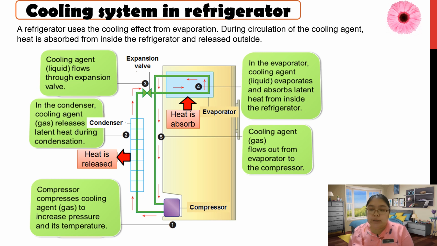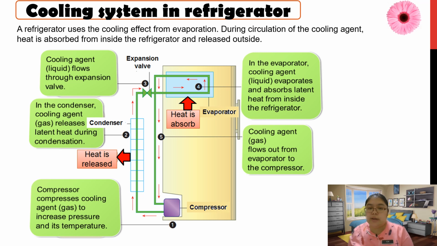The cooling agent is now a liquid already. It flows through the expansion valve. Where does it go? It goes to the freezer. Now you see the freezer part, number 4, where heat is absorbed. All the heat from the refrigerator, meaning your food that you put in, has heat, right? It will absorb until this part, which is the evaporator.